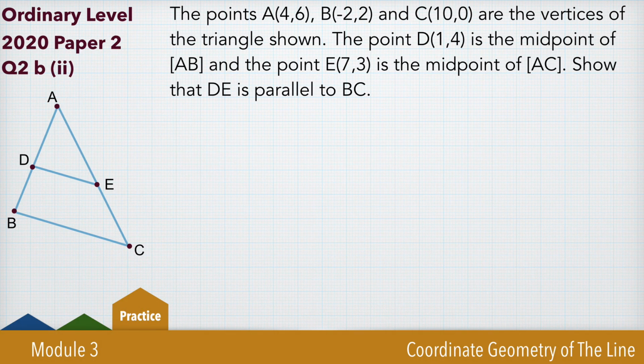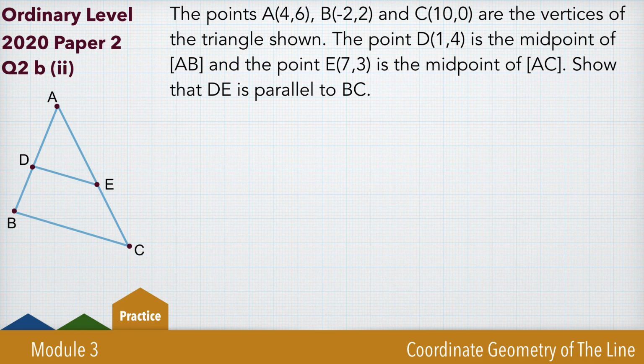In this question, we are given the coordinates of A, B and C, and we are told they are the vertices of the triangle shown in the diagram. The point D is the midpoint of the line segment AB, and the point E is the midpoint of the line segment AC. We are asked to show that DE is parallel to BC.